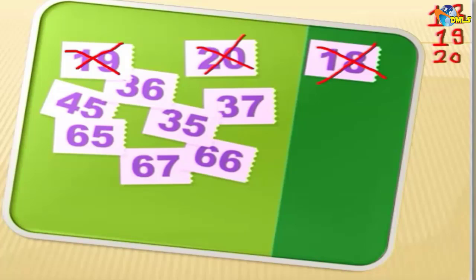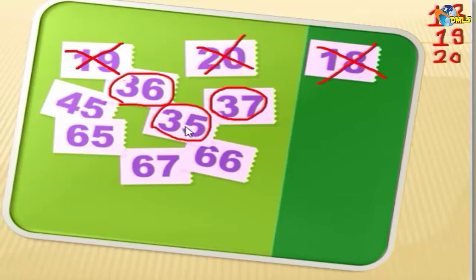Which number in these numbers is the smallest? Okay, so we look at the tens place. We have 37, we have 67, we have 45. Which of these is the smallest number? Okay, we have 3 tens, we have 6 tens, we have 4 tens. What do you think? 3 tens is the smallest. Perfect. So we will circle 37 and 35 and 36.